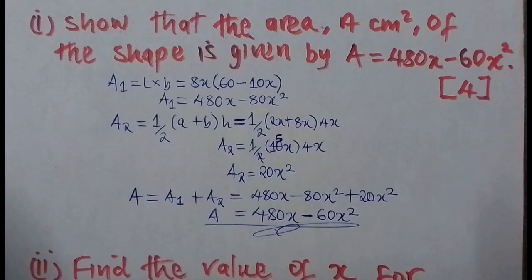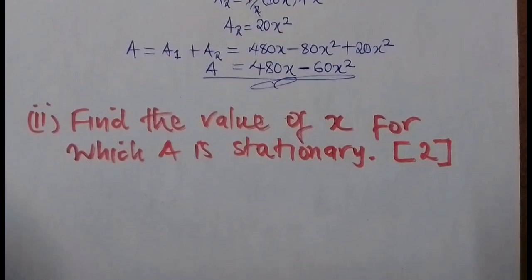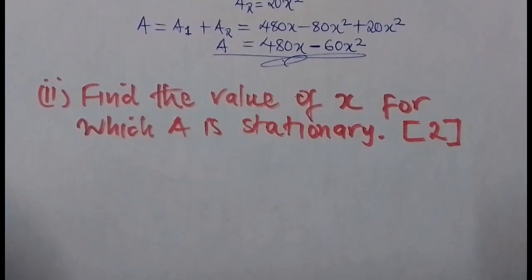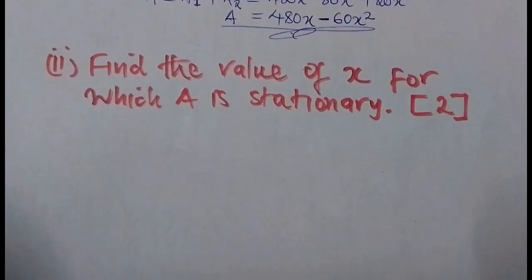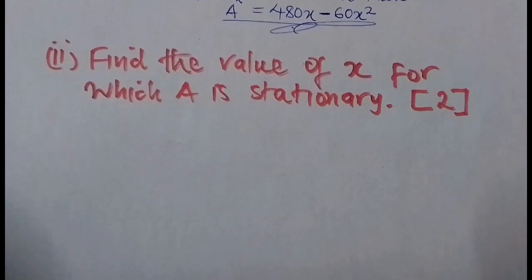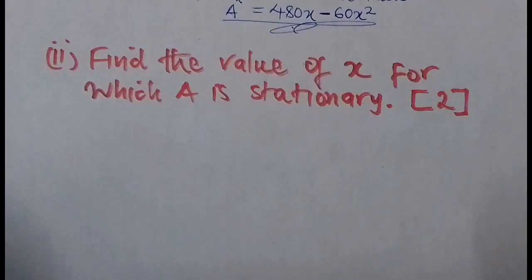So we now go to the second part, which is part 2. In part 2, we want to find the value of x for which A is stationary. The condition for this is, if A is stationary, then it means that the derivative of the function that we got, A equal to 480x minus 60x square, is equal to 0. So the derivative of that function is equal to 0.